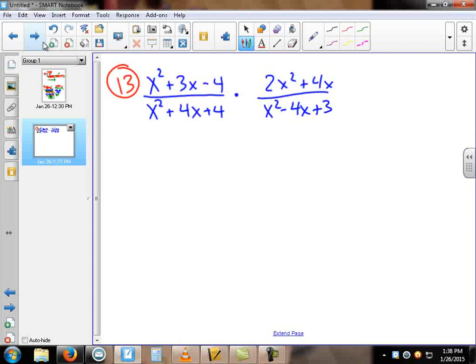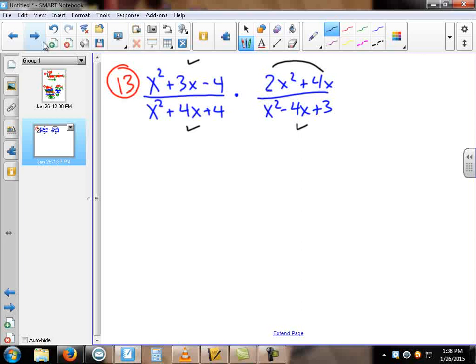Okay, and so our first goal is to look for common terms. Always the same. There are no common terms here, no common terms here, no common terms here. This one, they have a 2 in common and an x. The fact that both of them have an x is really important to me. So I really want to make sure that I take everything out that I can.